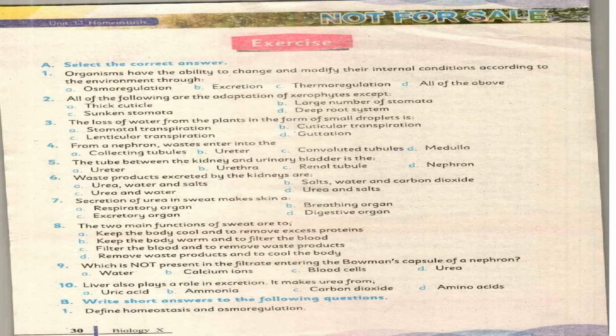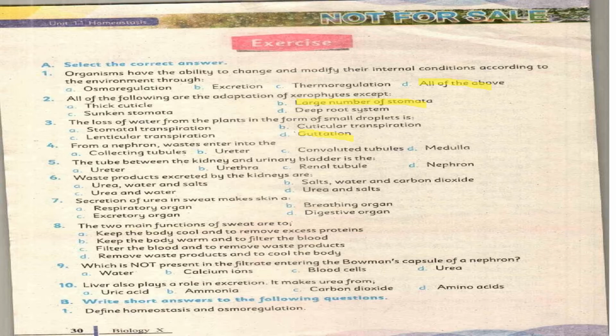Organisms have the ability to change and modify their internal condition according to the environment through all of these. All of the following are the adaptations of xerophytes except a large number of stomata. The loss of water from the plants in the form of small droplets is known as guttation.